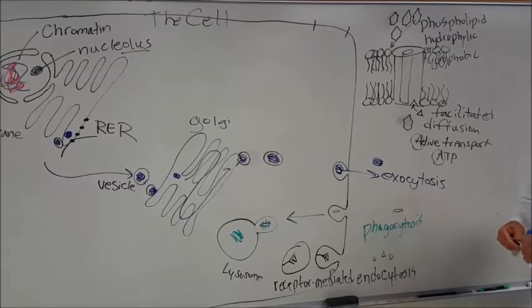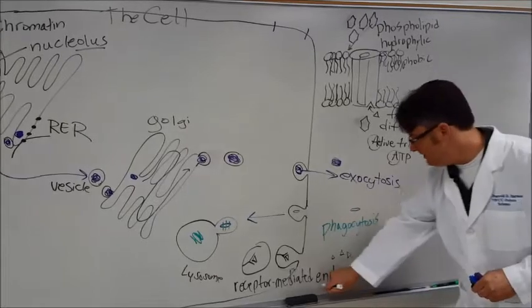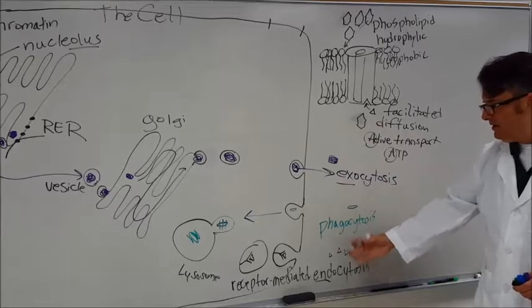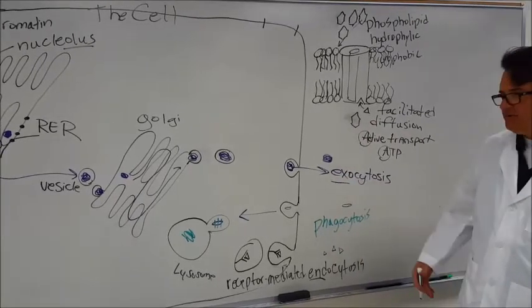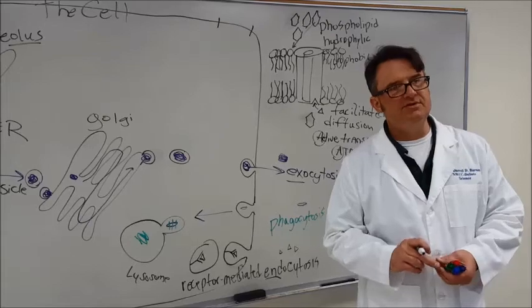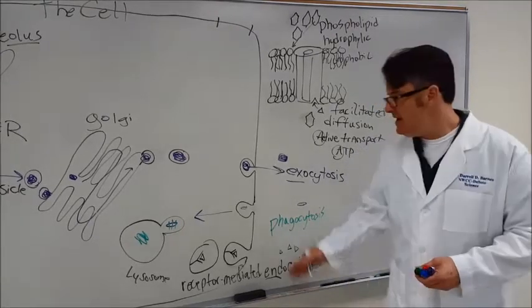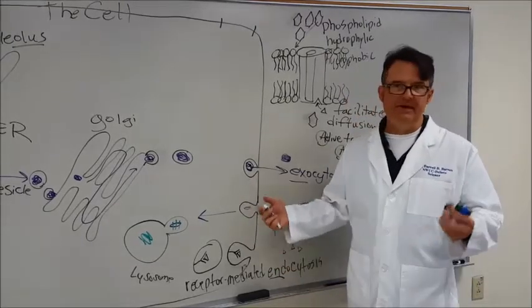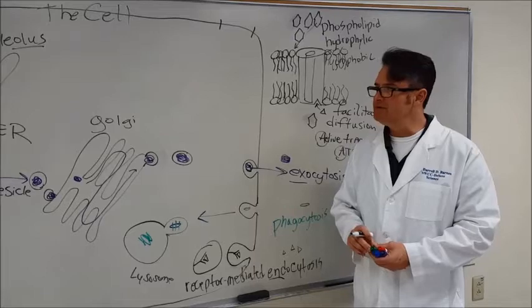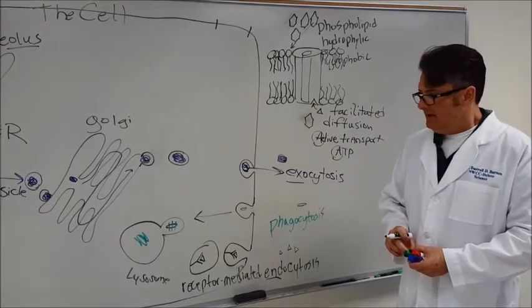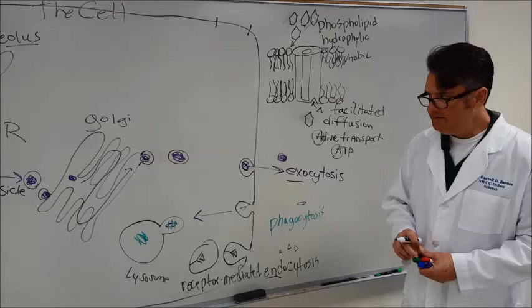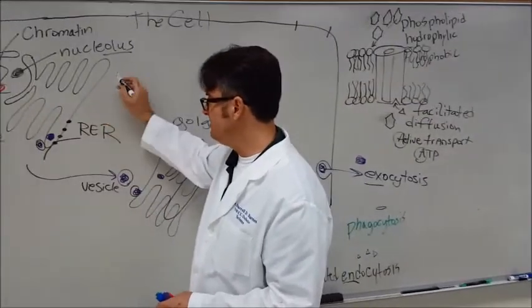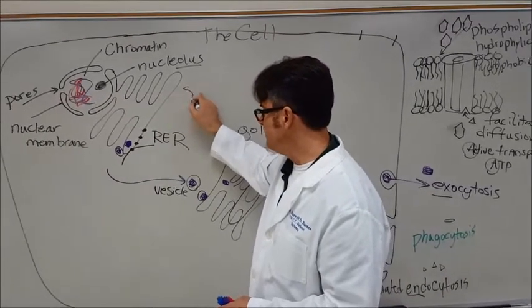Endo means inside, exo means outside. So remember that. Exo is when a cell is moving something out, and endo, inside. There's actually another form of endocytosis, and it's called pinocytosis. That's a case where the cell can drink. Instead of eating something, in effect, it can drink something. So pinocytosis is another flavor of endocytosis.